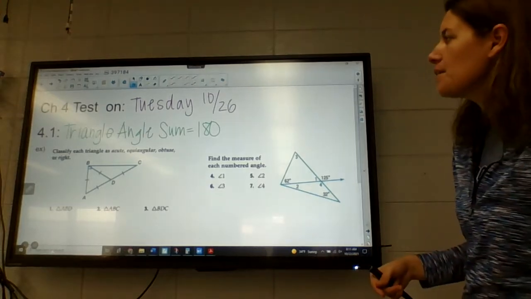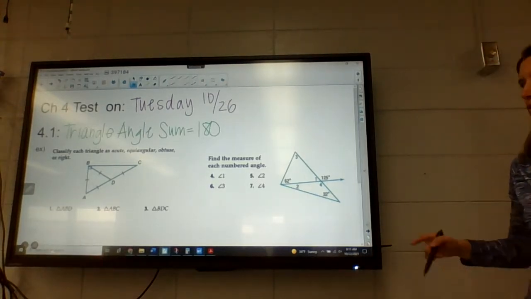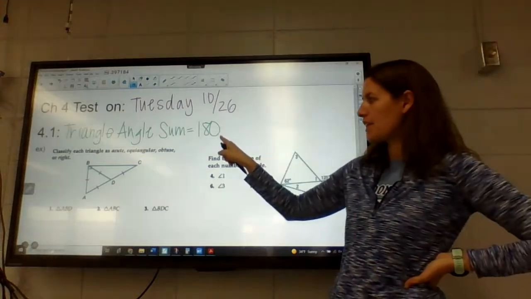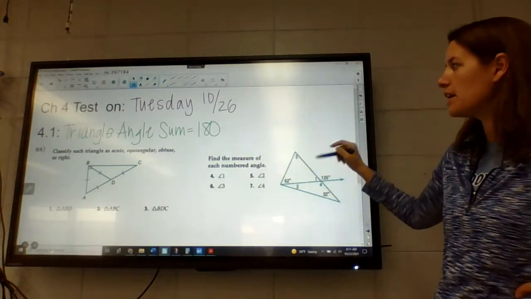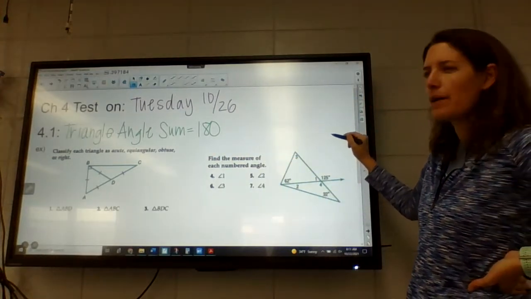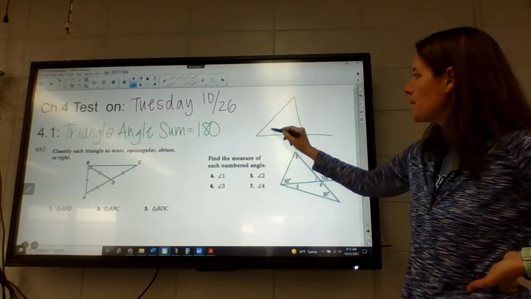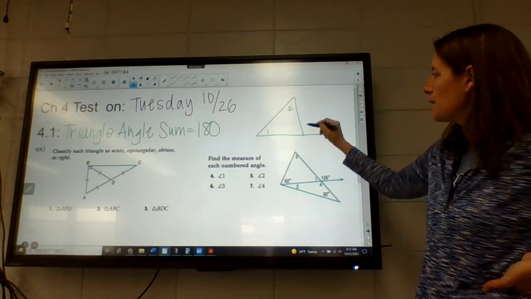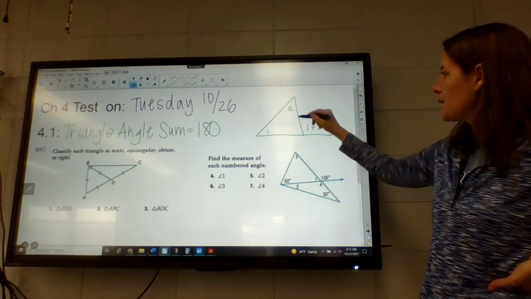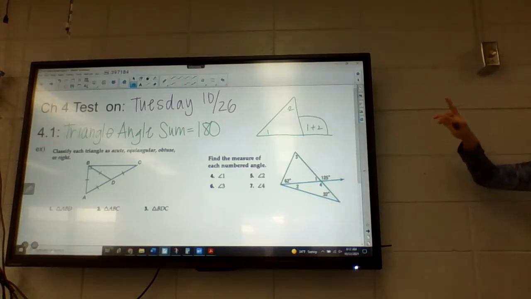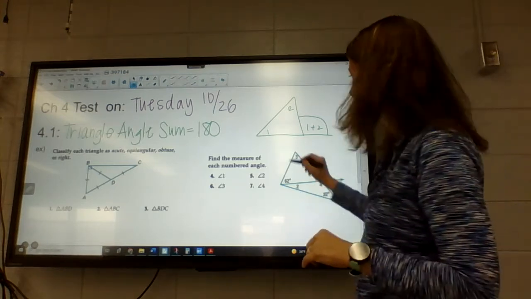We also, there were two rules in this chapter, or this section. So we figured out that angles of a triangle add to 180, but also we learned about those exterior angles. So this angle is given by angle 1 and 2 together. So that was that exterior angle rule we had learned.